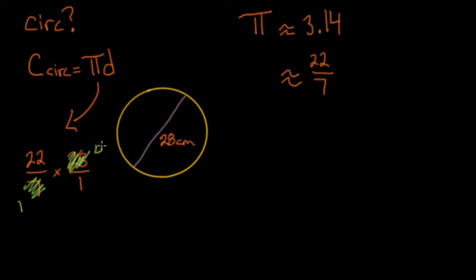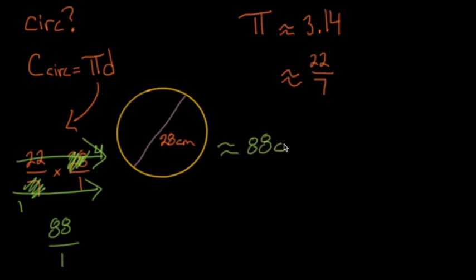And now, what's 22 times 4? Remember, I'm multiplying across the top and across the bottom. So 22 times 4 is going to give me 88, and of course 1 times 1 is just 1. So what's the circumference? It's basically going to be 88 centimeters. Boom, just like that. So cross-reducing is something to take into consideration.